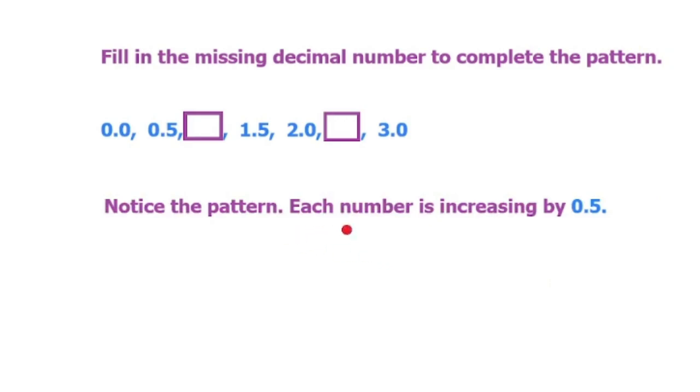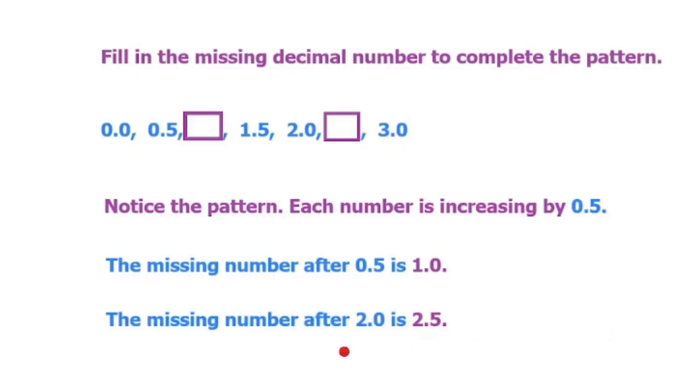And we could see that each number is increasing by 0.5, right? So 0.0, 0.5, and then here we can see 1.5 increases by 0.5 to 2.0. So then the missing number after 0.5 is 1.0. And the missing number after 2.0 is 2.5. So we could put those in.